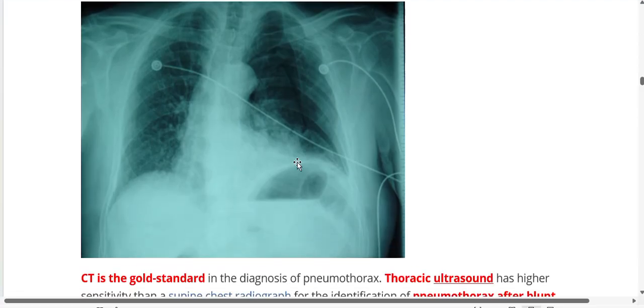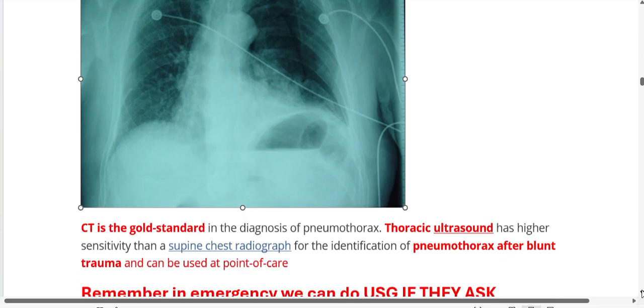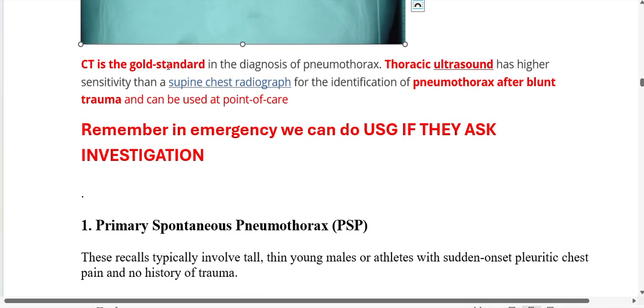Okay, I took this image from eMedicine, I guess. Here is the lung marking, as you can see, the compressed one, right? And mediastinal shifting, here we can clearly see the mediastinum is a bit shifted. Okay, as we already discussed, CT is the gold standard. Thoracic ultrasound has higher sensitivity compared to X-ray. For pneumothorax after blunt trauma, we can use ultrasound at the point of care.